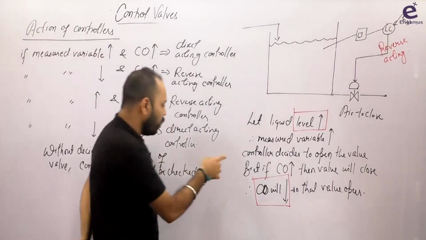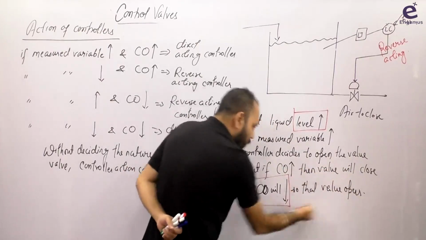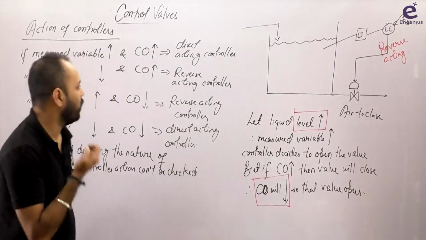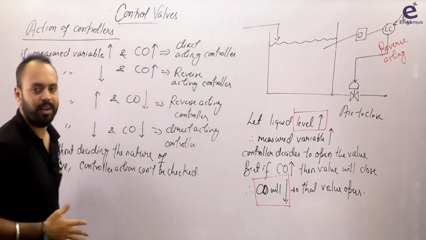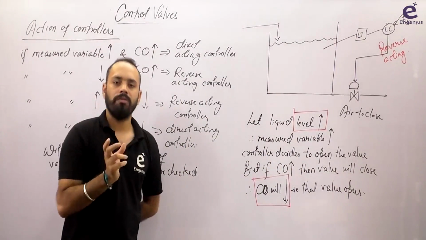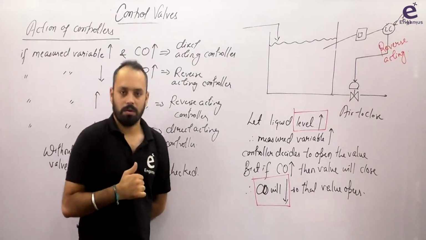देखो यहाँ पे मैंने बताया ना, controller decides to open the valve. हाँ, जब तक मुझे ये नहीं पता होगा मैं ये नहीं बता सकता. That is why for checking the nature of the controller, we must know what is the nature of the valve. Then only I will decide that for opening the valve, the controller should increase the output or decrease the output, and then I can check the nature of the controller.